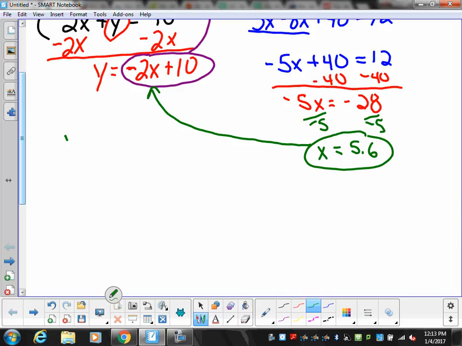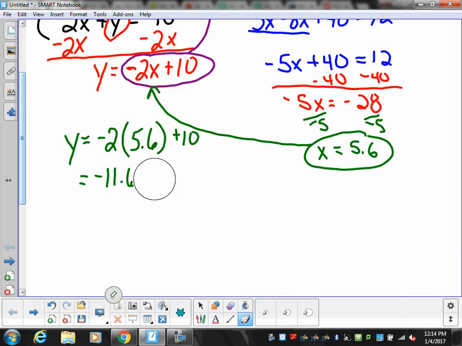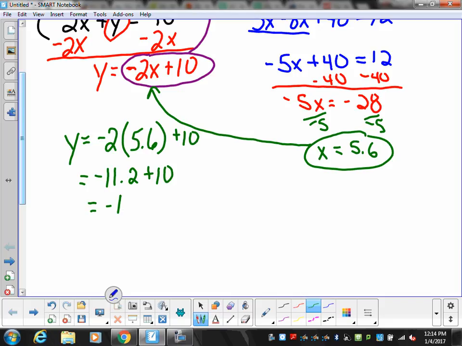So I'm just going to plug in negative 2 times 5.6 plus 10. So all I do is replace the x with what x is equal to. So that same process. Negative 2 times 5.6 is negative 11.2. So negative 11.2 plus 10 is negative 1.2.